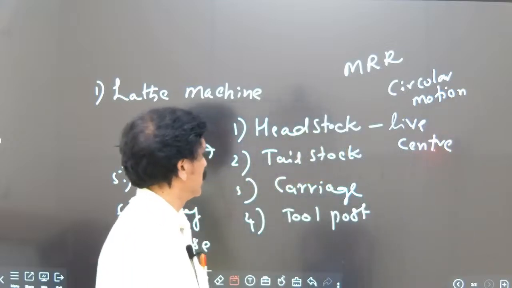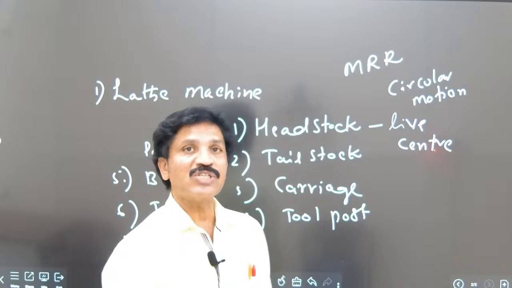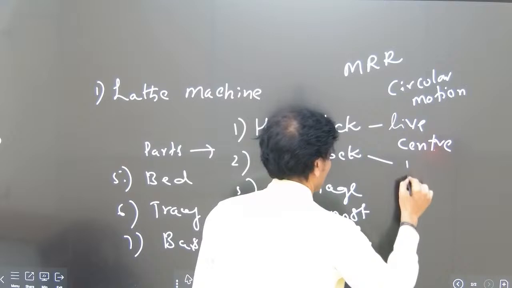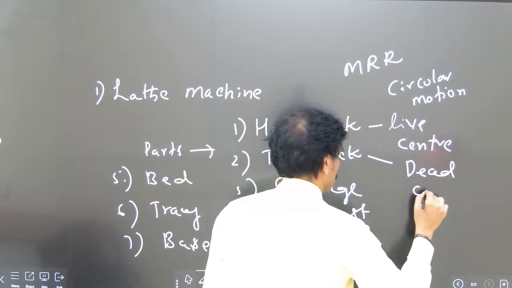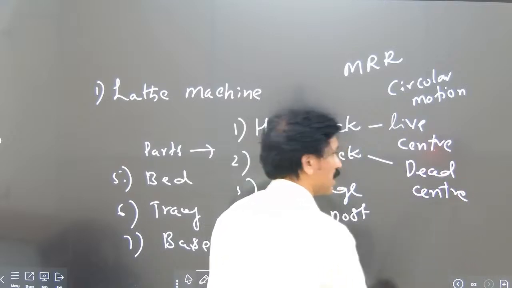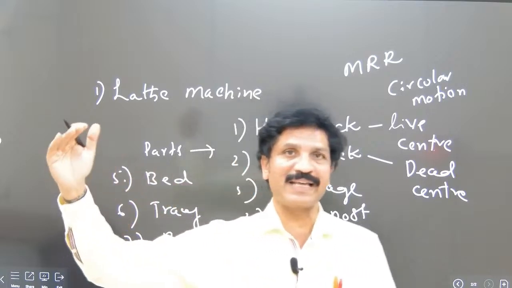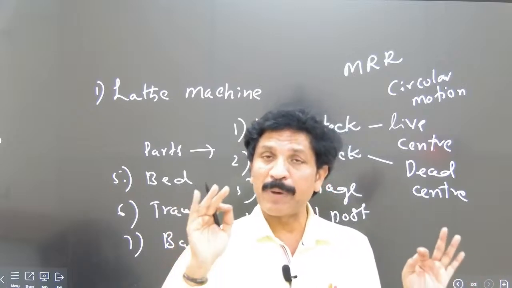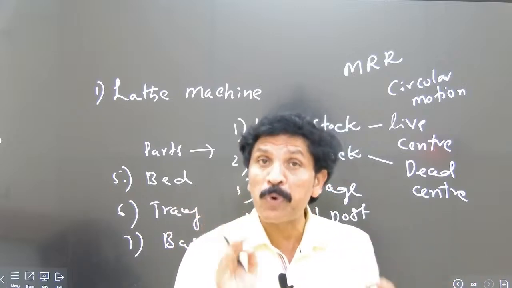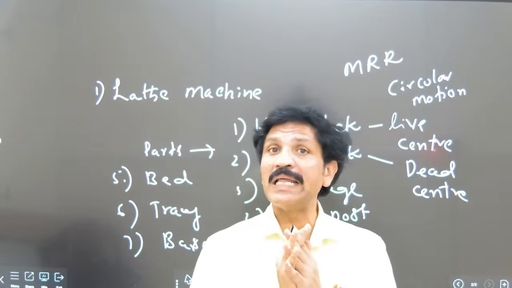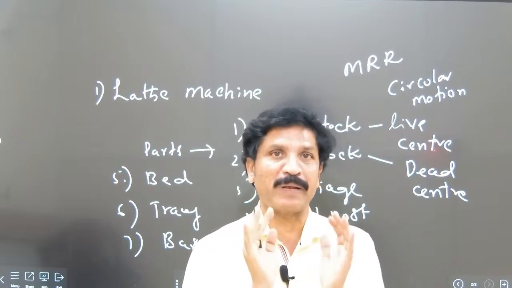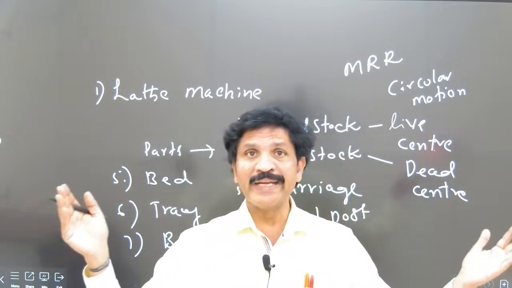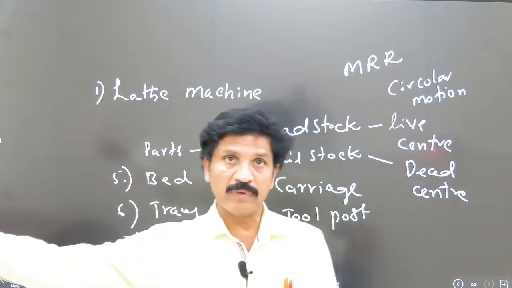Next, coming to the tailstock. Tailstock is called the dead center. Dead center means it is always observed at the right side. It is not in motion. The purpose of the tailstock is to support the workpiece whenever the length is more than expected. That means whenever the length of the bar is very high, it has to be supported at one end.